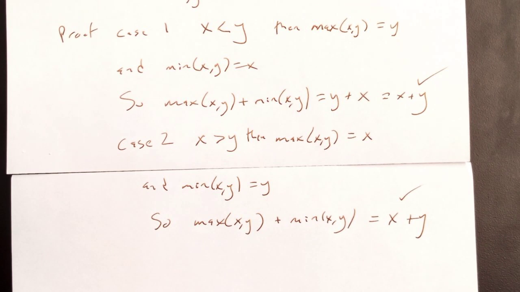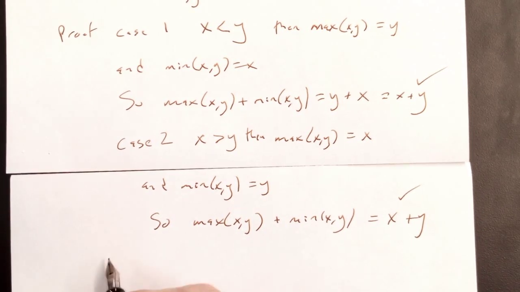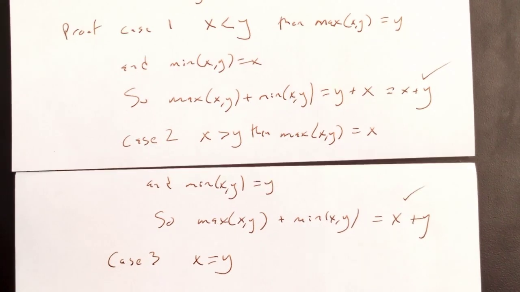But wait, there's more. Here's a common problem in proof by cases. You have to make sure you've covered all the options. I didn't yet. What's missing? They're equal to each other? Ah, crud. I didn't say anything about the numbers being required to be different. So I need case 3. X equals y.